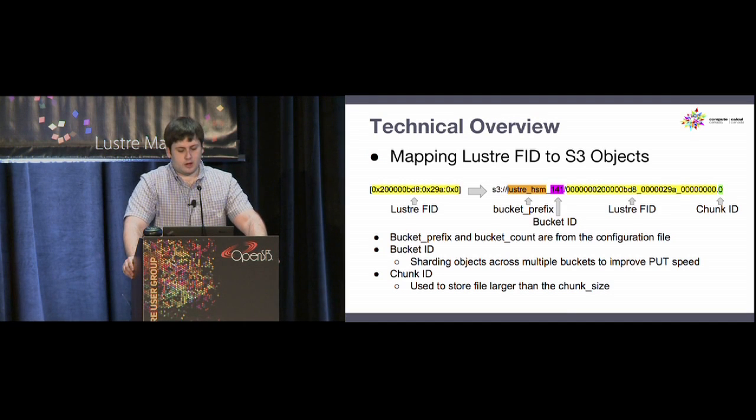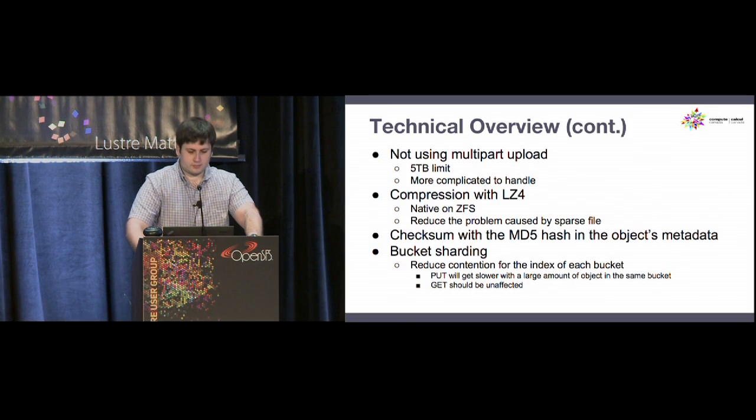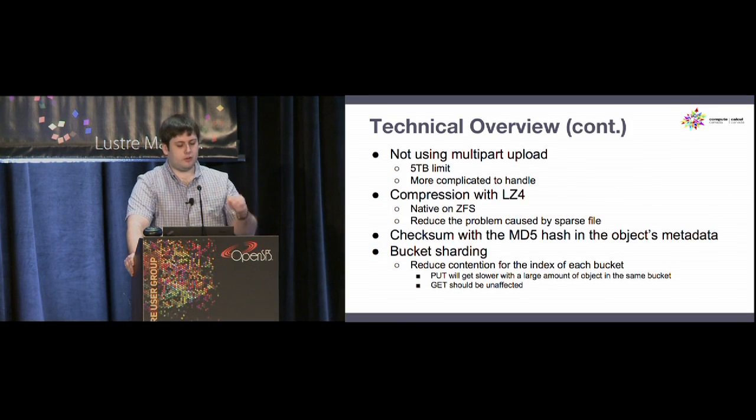And we are storing objects in multiple chunks because S3 is limited in the size of its requests. So we are storing them in 100 megabyte chunks. And we are not using multi-part upload because there is a 5 terabyte limit, and it's more complicated to handle these kinds of requests.